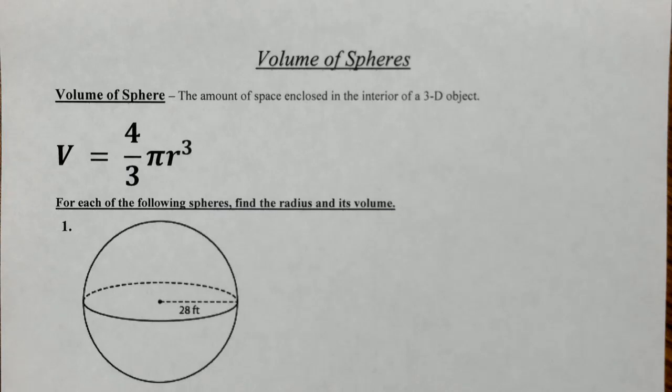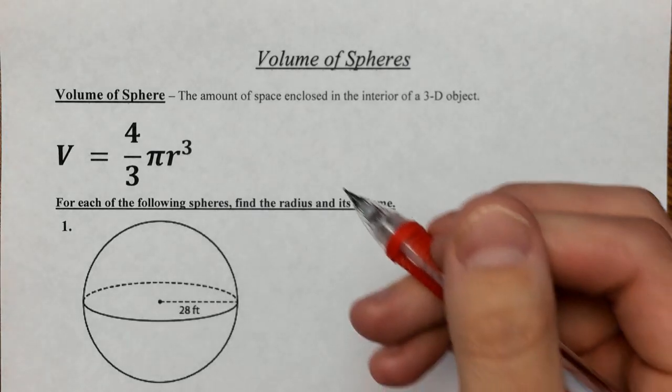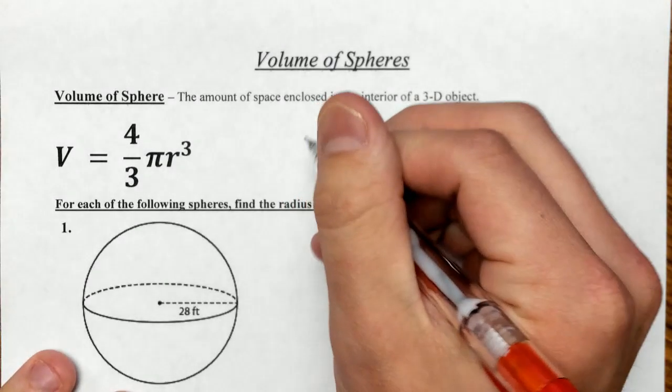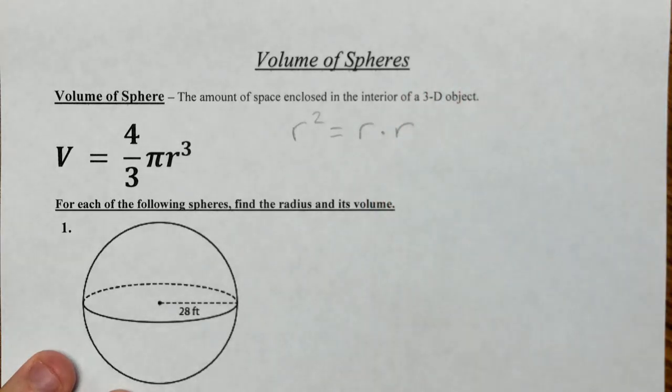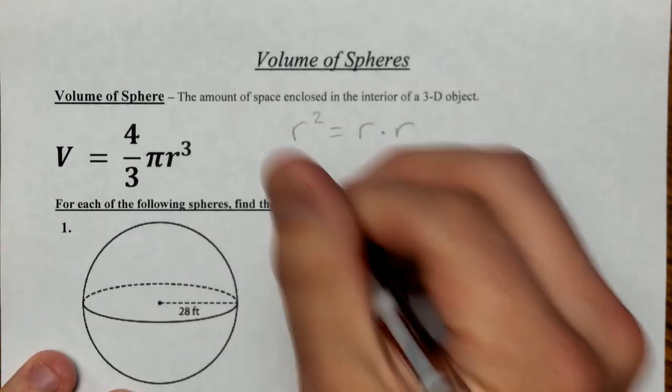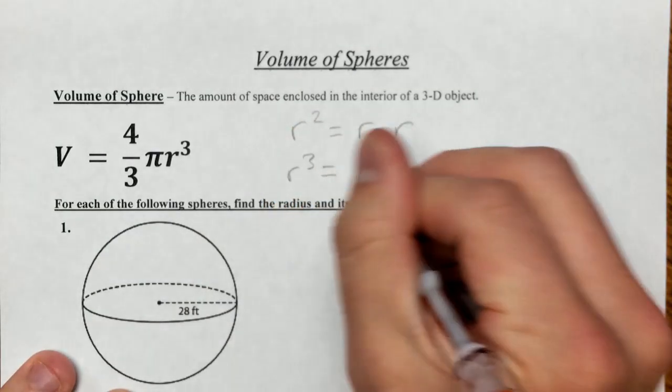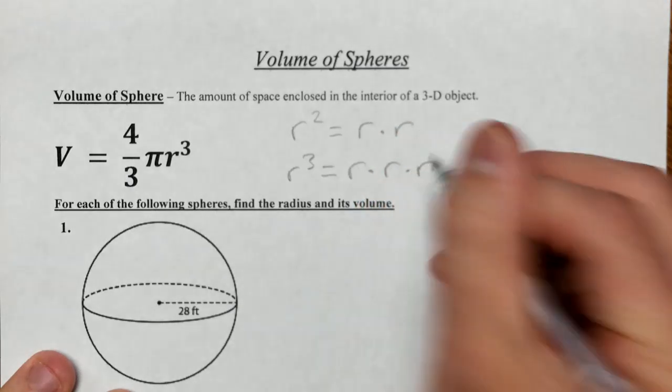Alright, we're going to be talking about volume of spheres and hemispheres in this video. So when we take a look at our formula, we have 4 divided by 3 times pi times r cubed. Okay, so one thing to think about, r cubed, right? If I had r squared, that would mean I'd be doing my radius times my radius. So I'm multiplying twice. If I have r cubed, that means I am doing r times r times r.